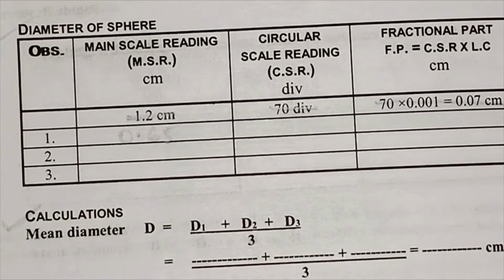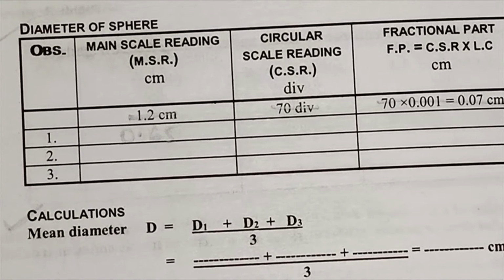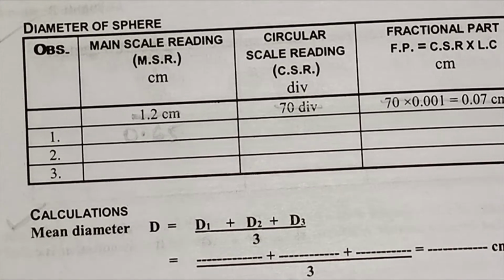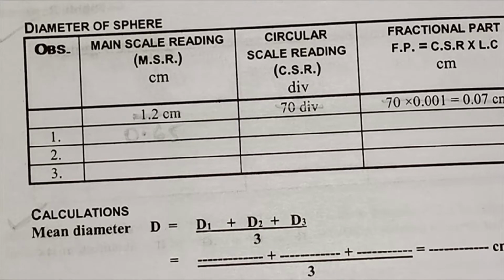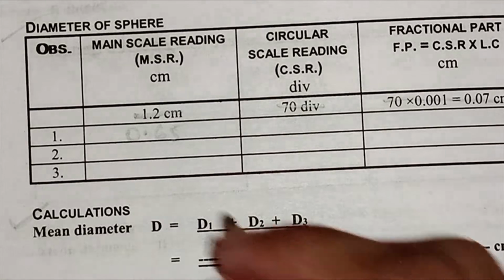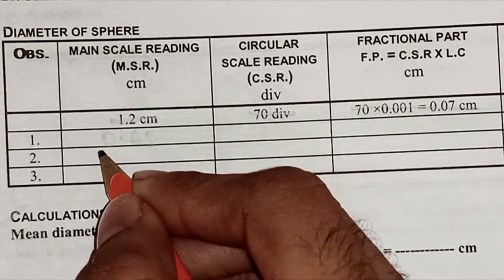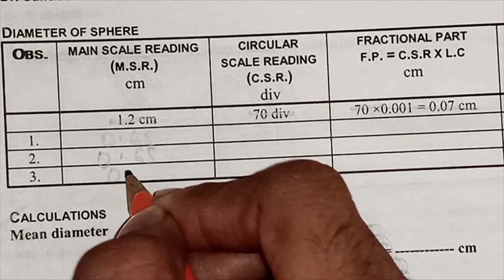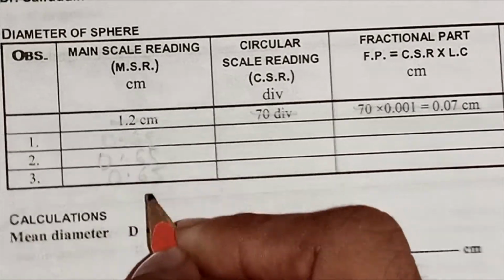In the earlier practical, practical number 1, that is the vernier caliper, I told you that the main scale will never change. So here we will also follow the same rule. The main scale will never change in any instrument. So I will write 0.65 three times here.